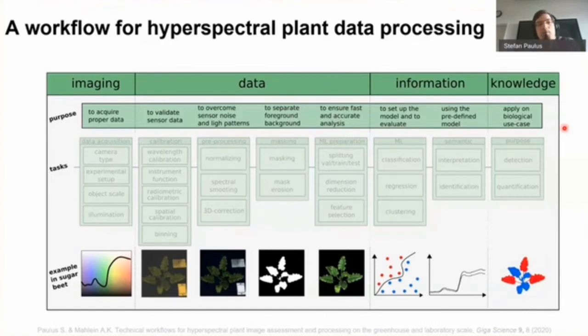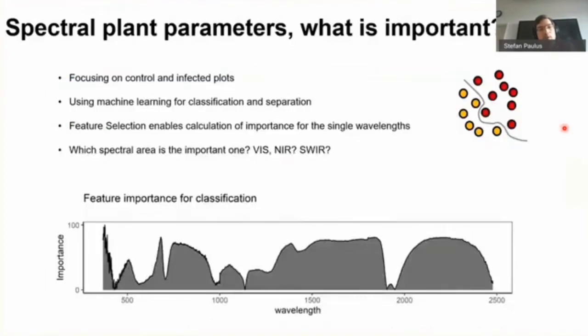What does it mean for the workflow I showed you before? Let's say I have an experiment with control and affected plots. I use machine learning for classification, to separate between control and affected plots. I start the feature selection, and then I get an importance for each wavelength.